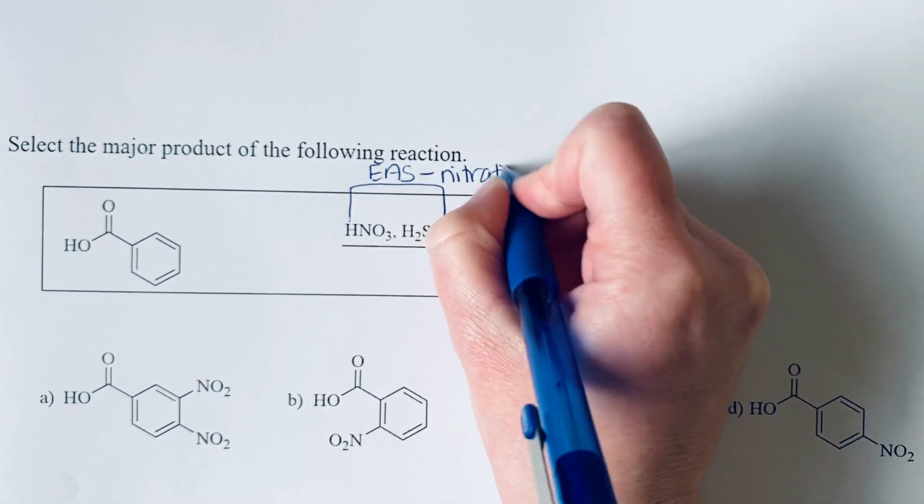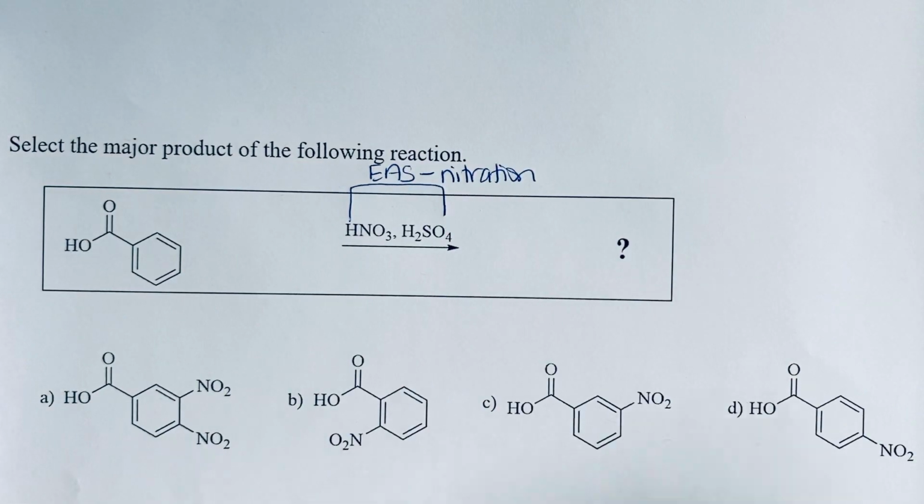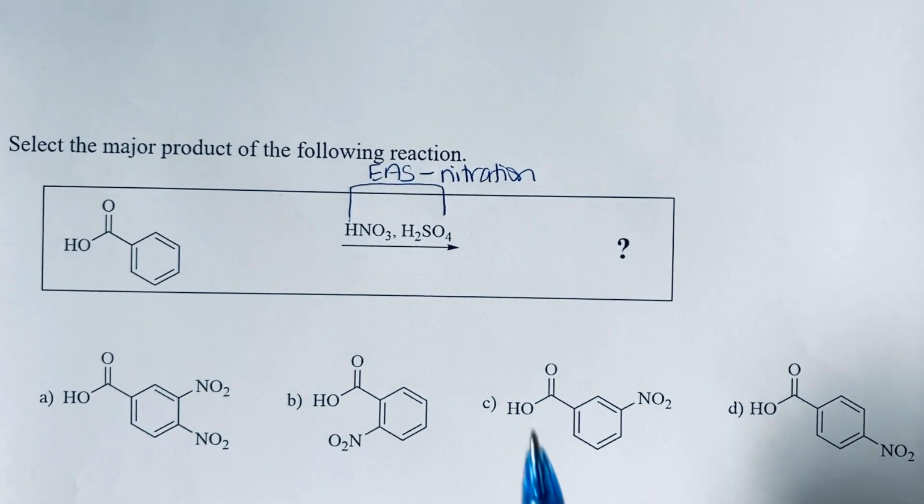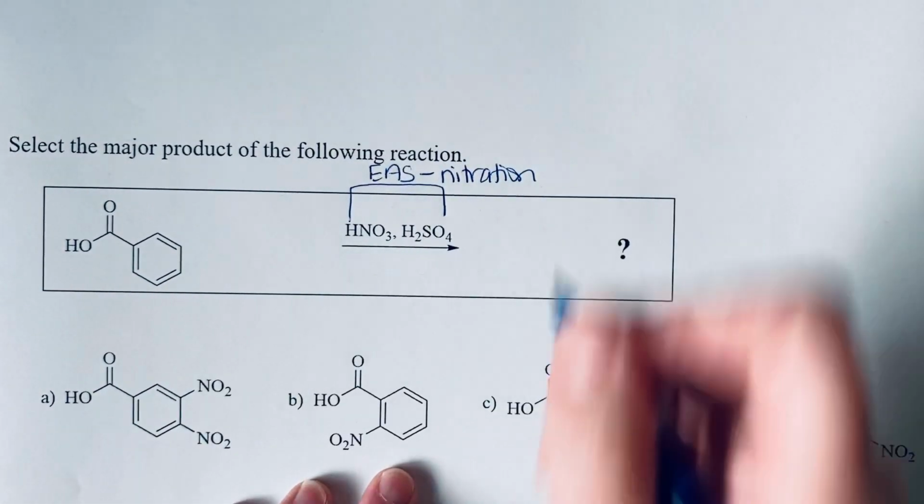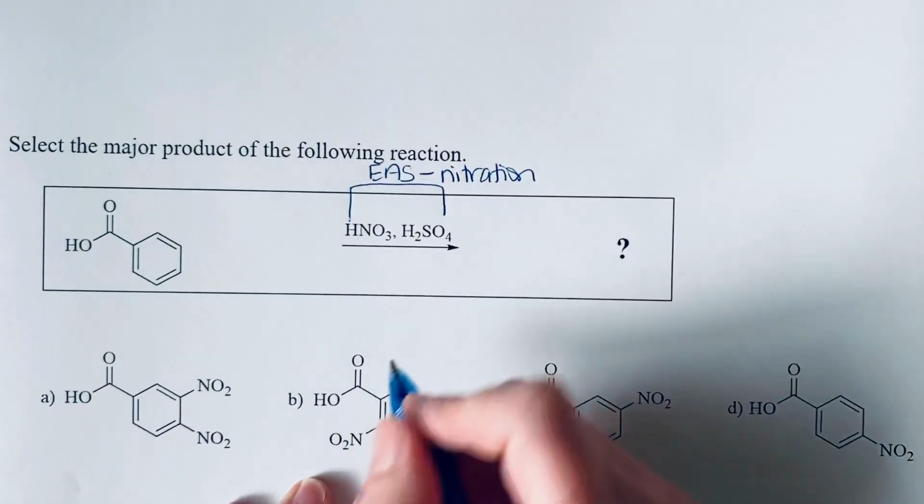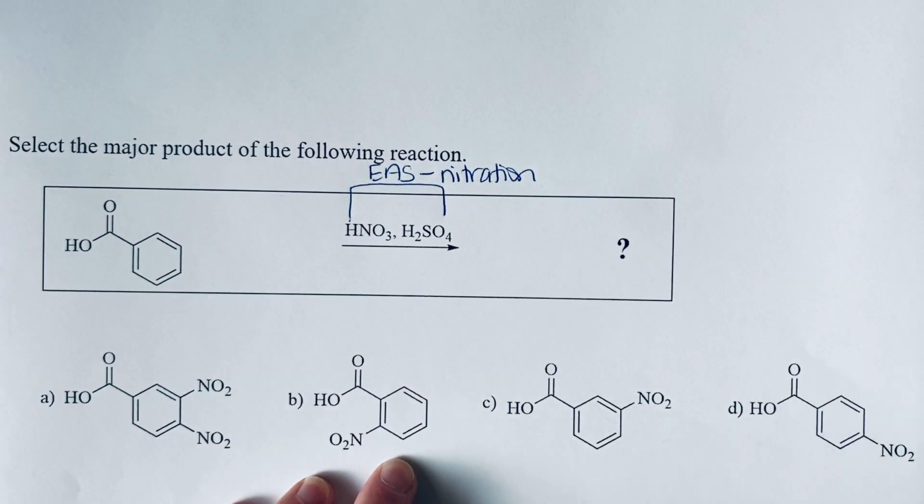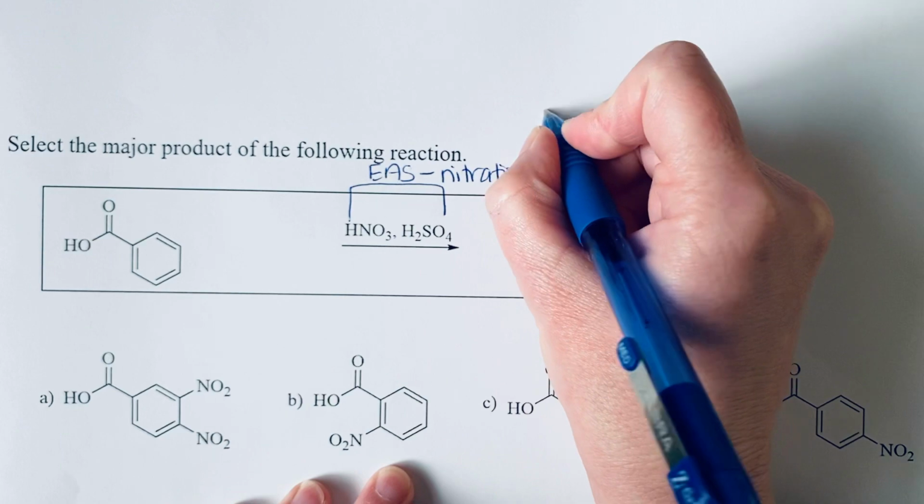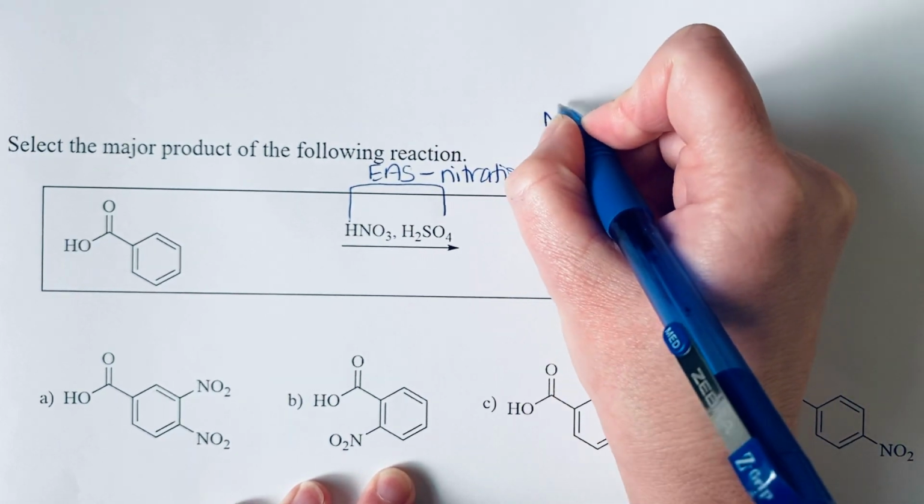So this is a nitration. What happens when you mix your nitric acid and your sulfuric acid is you generate an NO2 plus that can be added to the benzene ring. So we're going to take a look at the mechanism for generating that electrophile, that NO2 plus. So we have nitric acid.